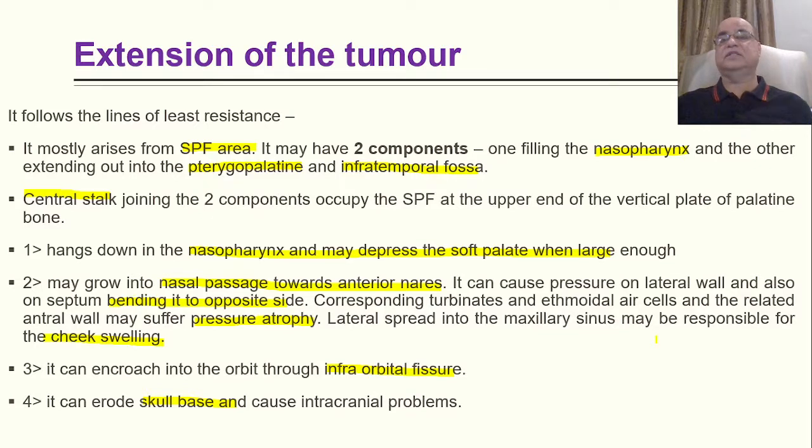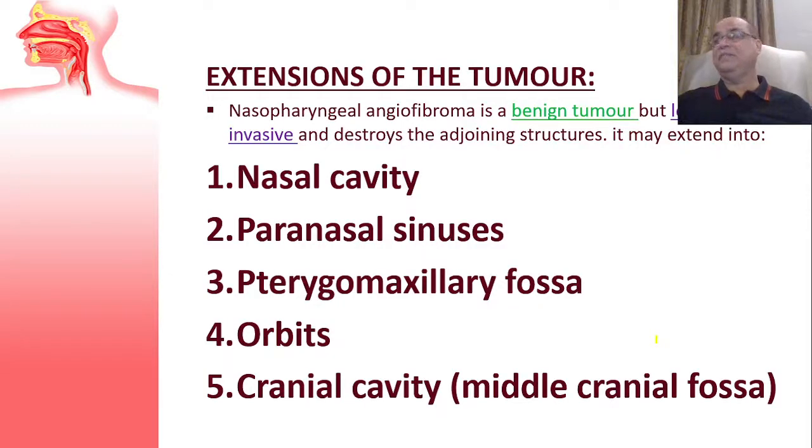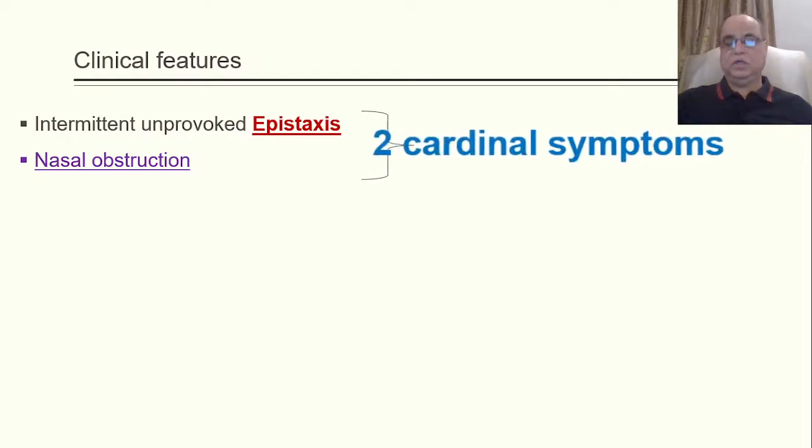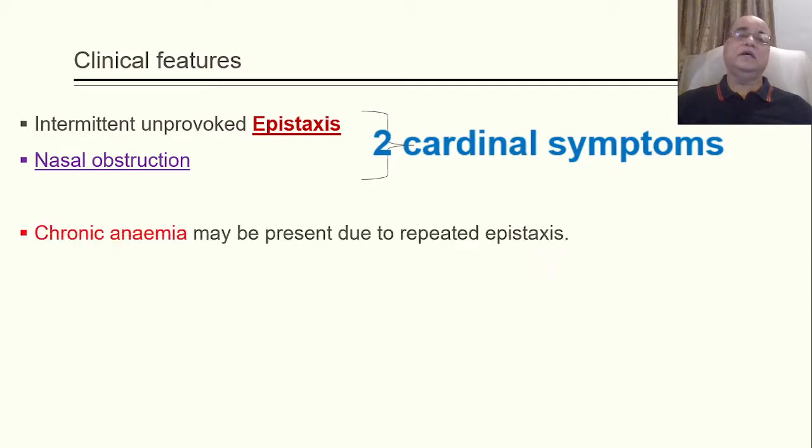So keeping in mind all these anatomical features, we can expect a diversity of clinical presentation of these patients, because when the patient comes to you with the tumor confined to the nose and nasopharynx, the two main cardinal symptoms will be profuse recurrent epistaxis, and of course the mass will be there, so there will be nasal obstruction. When these patients have profuse repeated nasal bleeding, chronic anemia is quite expected.